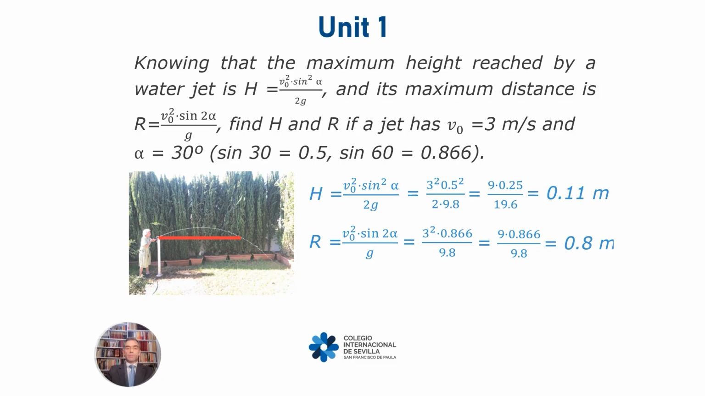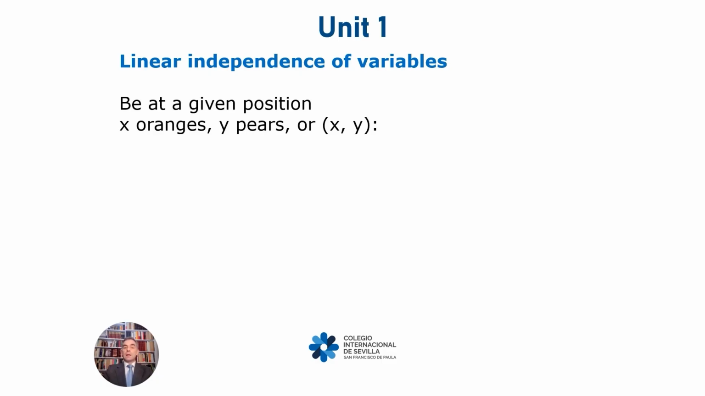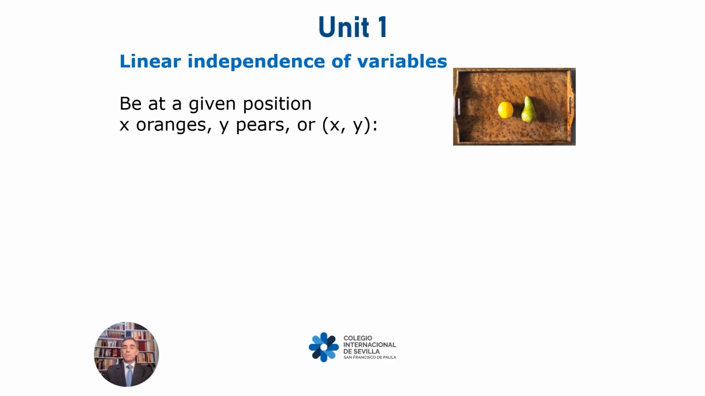Let's now analyze what we call the linear independence of variables. Imagine we are at a position given by 2 coordinates, x and y. Or we could say that we call an axis oranges and an axis pears, because we don't really mind what the name is of each of our axes. So let's see an image. Let's represent it with an orange and a pear.